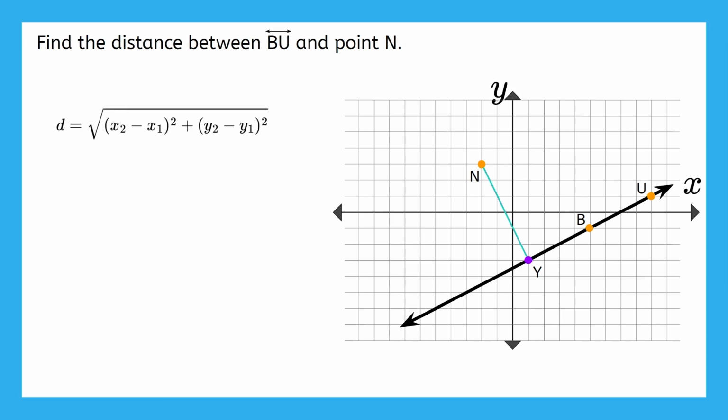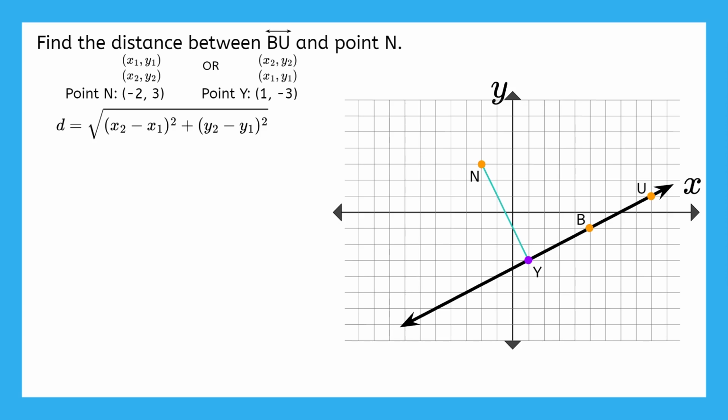Let's see. Point N is negative 2 comma 3, and point Y is 1 comma negative 3. Remember, we can label these points either way, and we'll still get our correct answer. So pause the video here and find the distance between point N and point Y.